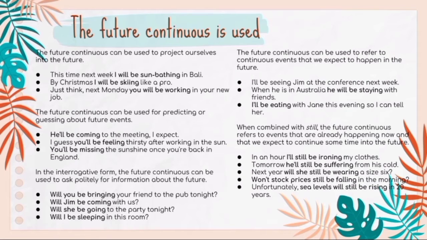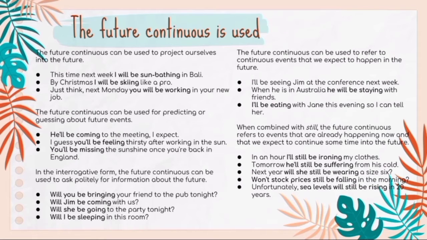In interrogative form, the future continuous can be used to ask politely for information about the future. Example number 1, will you be bringing your friend to the pub tonight? Number 2, will Jim be coming with us? Number 3, will you be going to the party tonight? Number 4, will I be sleeping in this room?